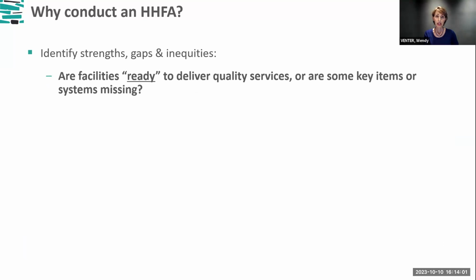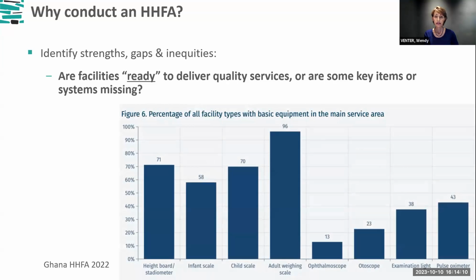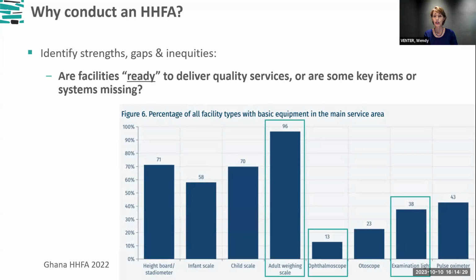Then we can also get information about whether facilities are actually ready to deliver quality services based on whether they have these key resources in place. So again, taking a look at the Ghana HHFA example, here we can see in terms of the percentage of facilities with basic equipment in the main service area, that 96% of facilities have an adult weighing scale, but only 38% have an examination light, and only 13% actually have an ophthalmoscope.